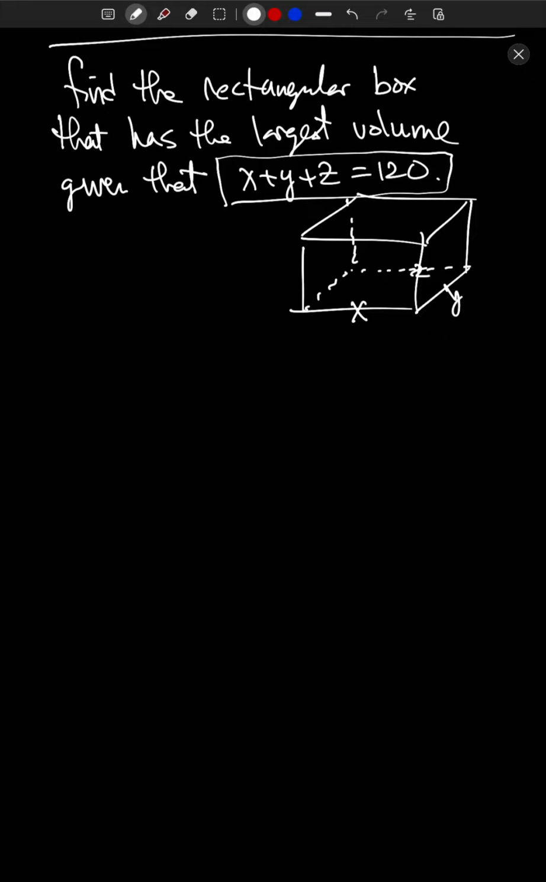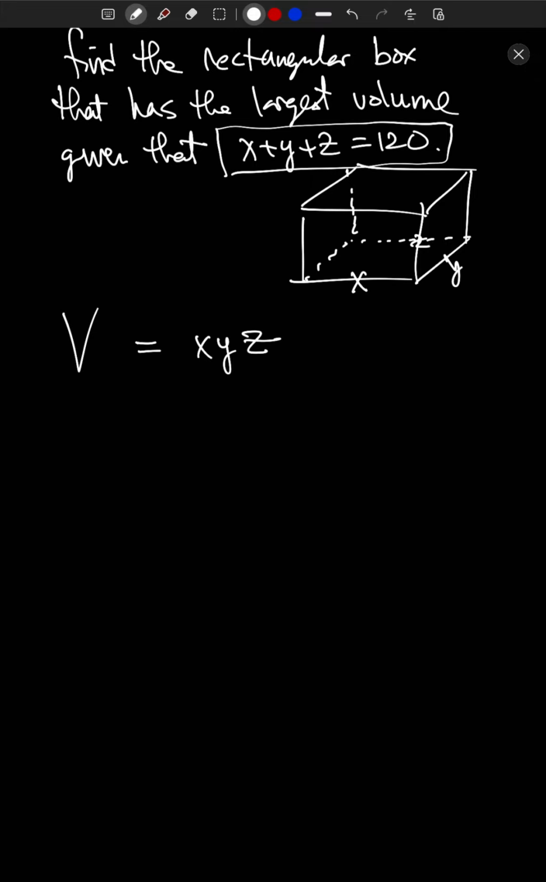Let's see. The function that we want to work with is the volume, right? And it depends on x, y, and z. So volume is xyz. We're talking about a rectangular box, right? Now the question is, on the face of it, maybe we have a 3-variable problem, x, y, and z. But the issue is that we have this restriction that x plus y plus z is 120, right?